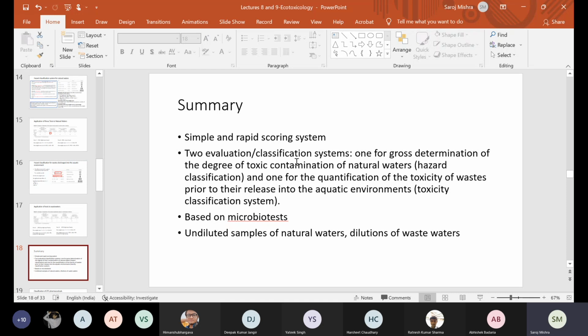There are two classification systems which you have understood. One is for determination of the degree of toxic contamination of natural waters, which is called a hazard classification. And the other one which you saw is for the quantification of the toxicity of the wastes prior to their release, and that is called the toxicity classification system. Okay, and this entire exercise is based on microbiotests, undiluted samples of natural waters, but you have to make dilutions of the wastewaters. Okay, so please read. I will also share the original paper with you.